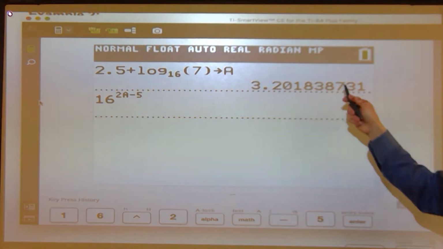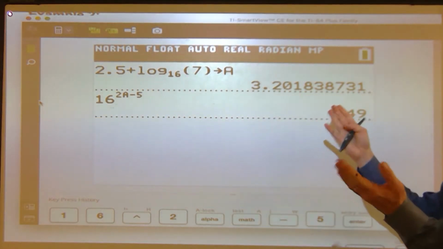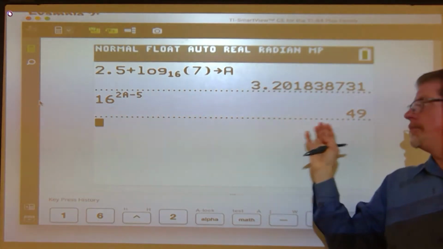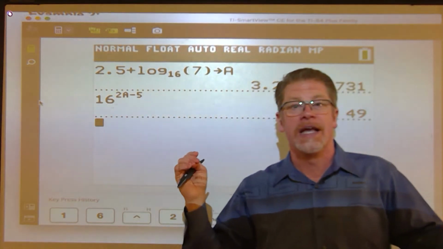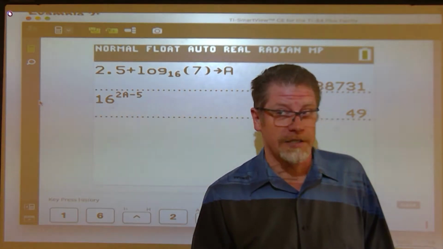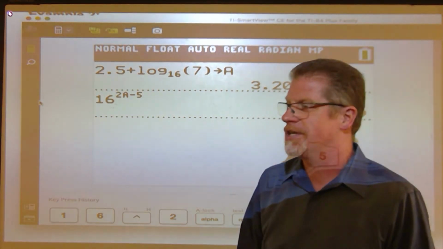So I stored the answer in A, and then on the homework it'll say check your answer. So I'm going to check. Is 16 to the 2x minus 5 really equal to 49? According to the calculator, yes. Any questions on how to check that one?